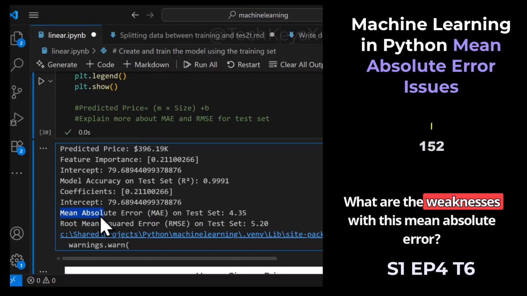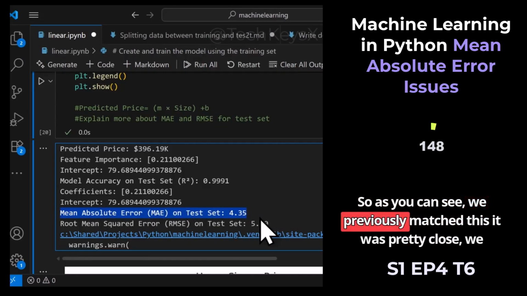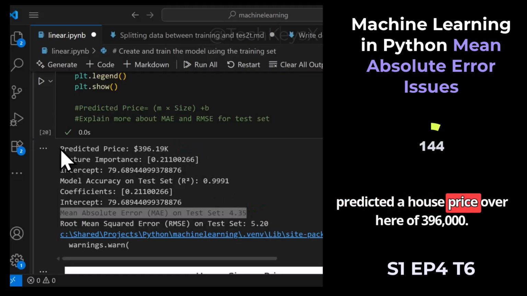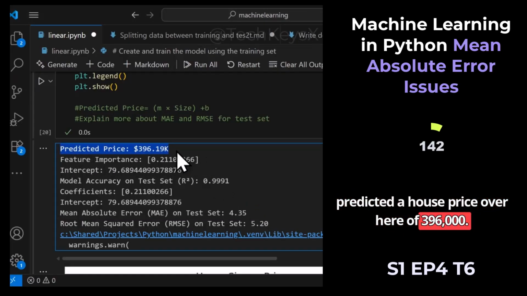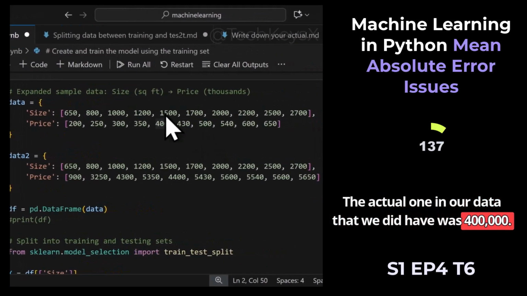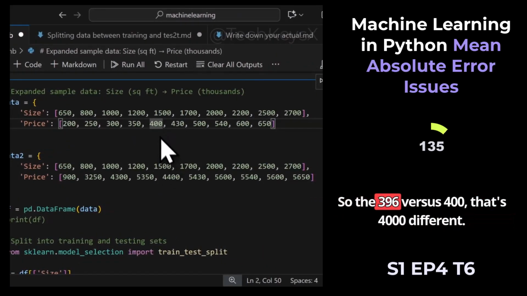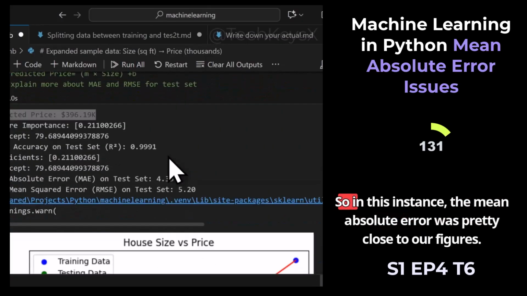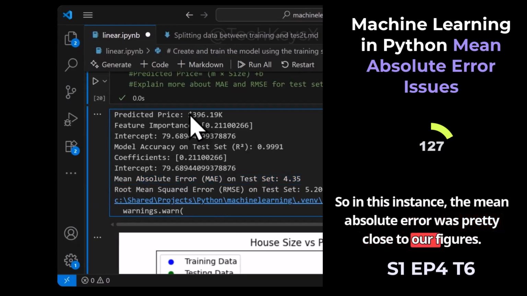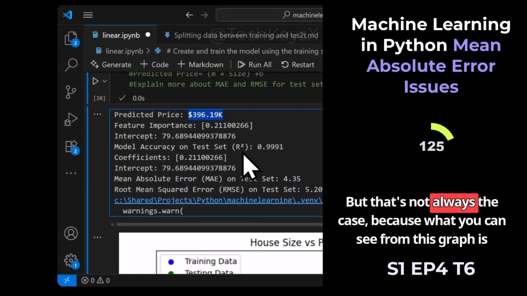What are the weaknesses with this mean absolute error? As you can see, we previously matched this. It was pretty close. We predicted a house price over here of 396,000. The actual one in our data was 400,000. So 396 versus 400, that's a 4,000 difference. In this instance, the mean absolute error was pretty close to our figures, but that's not always the case.